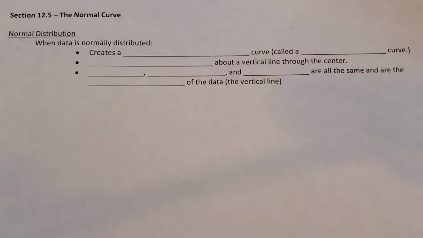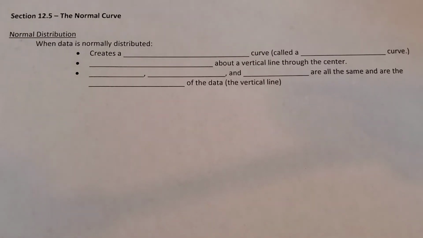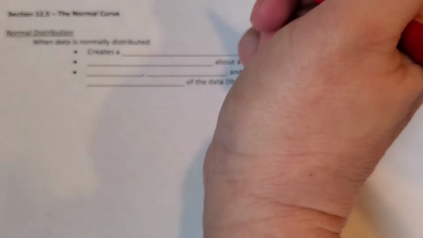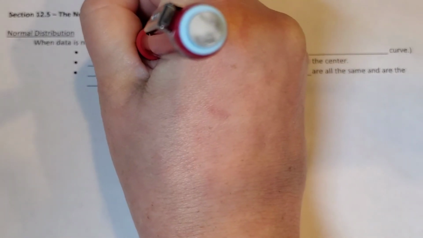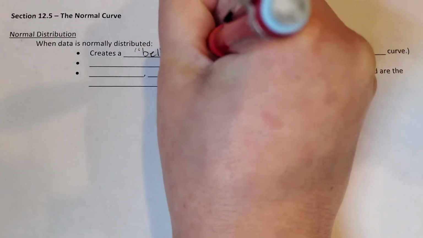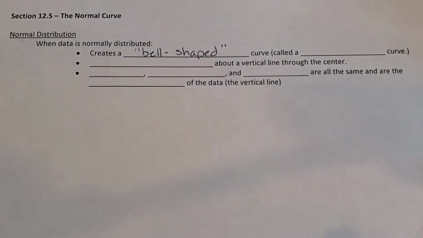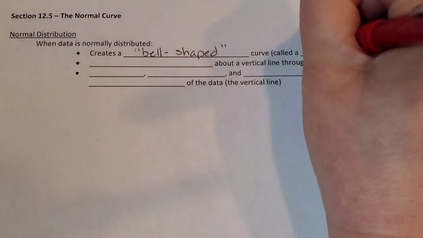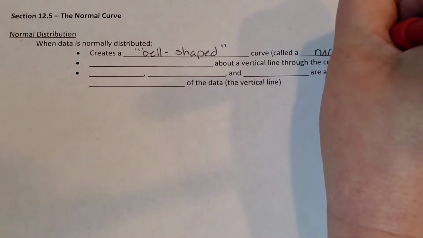Here in section 12.5, we're going to look at the normal curve. The normal curve, the normal distribution, is when data is normally distributed. It means it's not skewed left or right, it's not bimodal. It's normally distributed, meaning it creates a bell-shaped curve, called a normal curve.